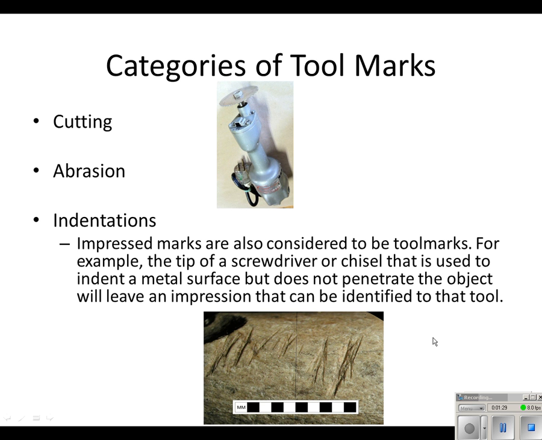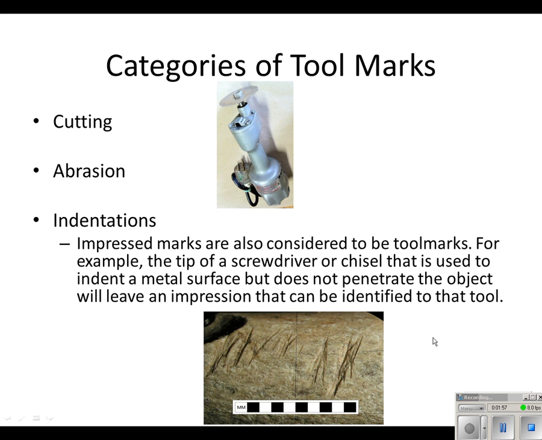And then there's abrasion marks, and these are going to be made when two surfaces slide past each other. And indentation marks, which are impressed marks, are also considered to be a tool mark. An example would be a screwdriver or chisel used to indent a metal surface, but it doesn't actually go through the object. It just leaves an impression.